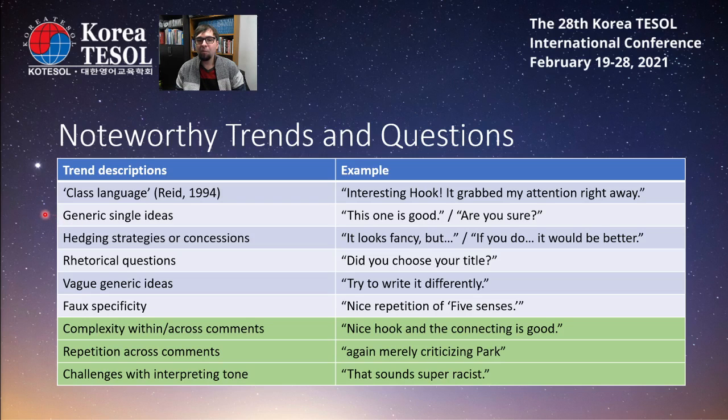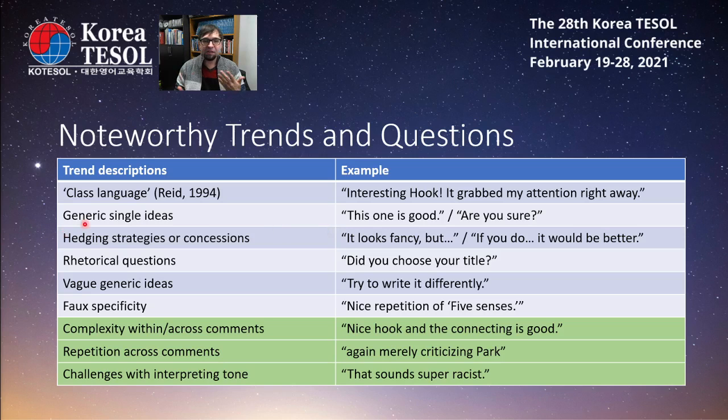There were a number of generic single ideas. What I mean here is that for an annotation for one comment bubble, there were a number of times where there was only one total idea, and many of those were generic. So something like, this one is good, is a generic evaluation, or are you sure would be a generic clarification.